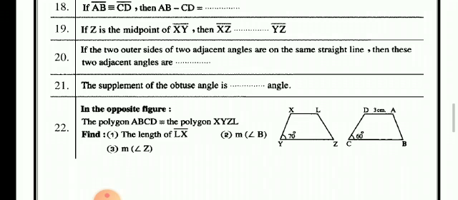In the opposite figure, LX is equal to AD equal to 3. The measure of angle Z equals 60. The measure of angle B equals 70.